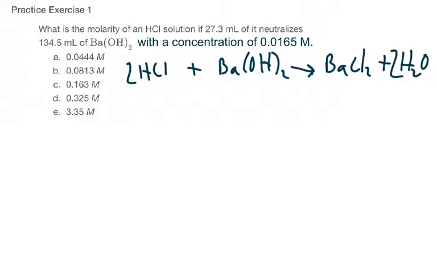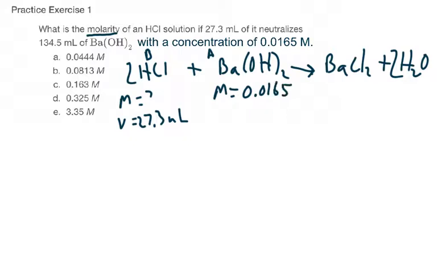So according to the question, we want the molarity right over here of HCl. So we're going to call this B, our unknown. So we're looking for the molarity. We are given the volume. So we have 27.3 milliliters of this. The given is barium hydroxide, so we'll put A over here. And according to this, we have the molarity, it's 0.0165. We also have the volume, which is 134.5.